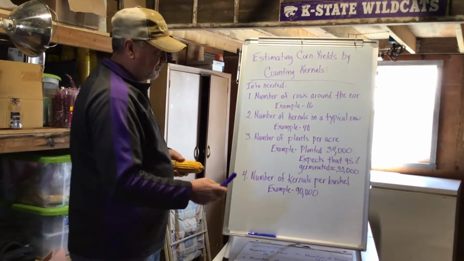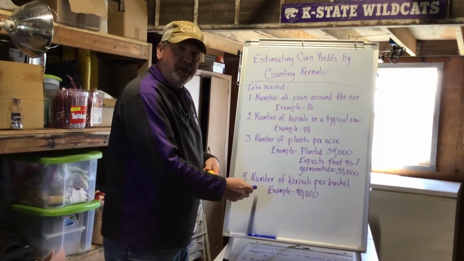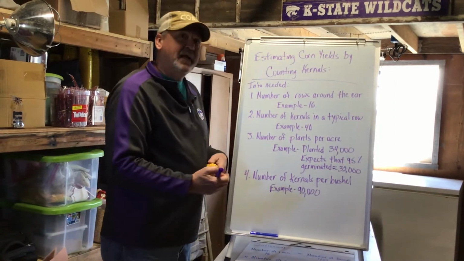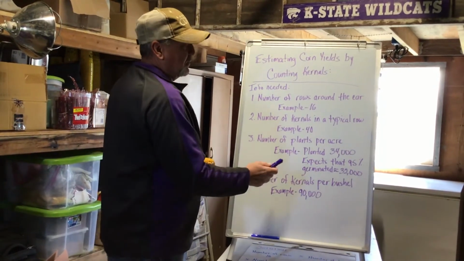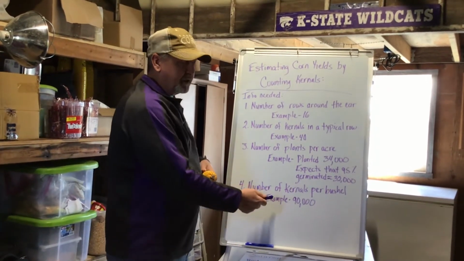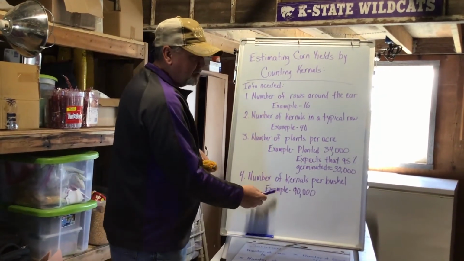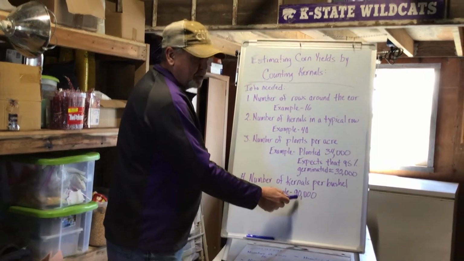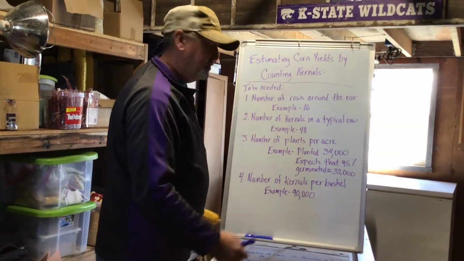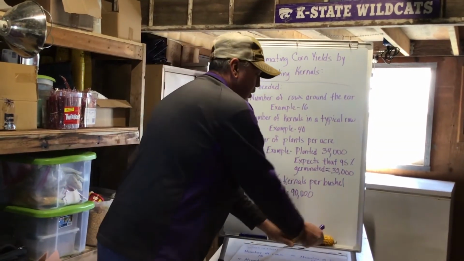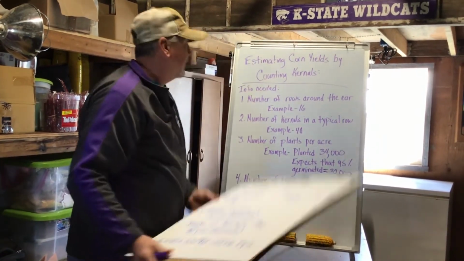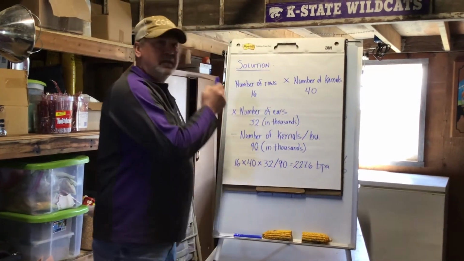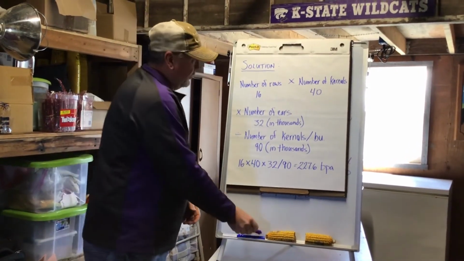And finally, he needs to know, or she needs to know, the number of kernels per bushel. And that can vary a lot. But for this example, we're going to say that the farmer's number of kernels per bushel is 90,000. So let's work through one of these problems. I've worked one out here for you. Let's go through a solution here.